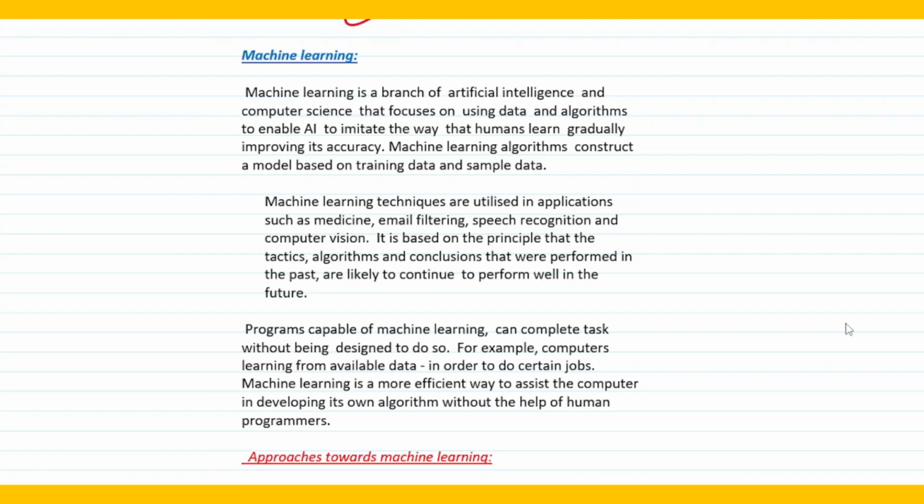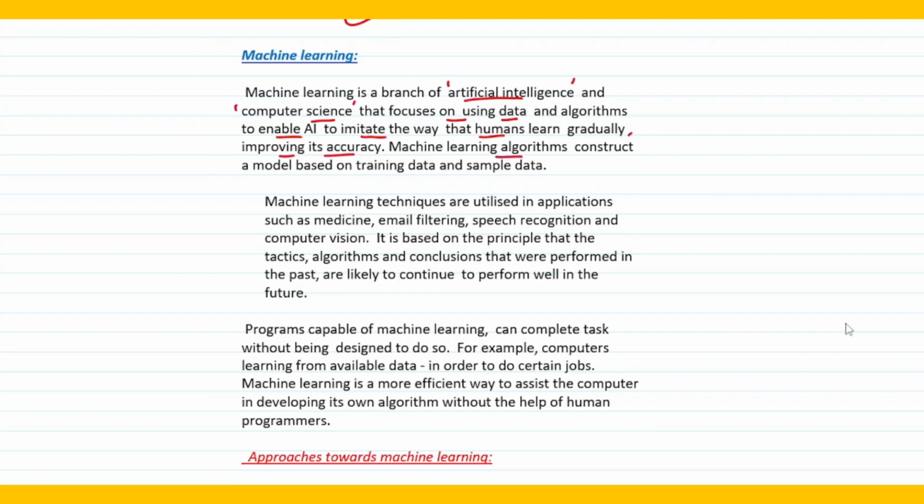Now let's start with something called machine learning. Now what is machine learning? Machine learning is basically a branch of artificial intelligence and computer science that focuses on using data and algorithms to enable artificial intelligence to imitate the way that humans learn, gradually improving its accuracy, right? So it is a branch of what? Artificial intelligence and computer science. So it's a mixture of both. It focuses on using data and algorithms to enable AI to imitate or copy the way humans learn, gradually improving its accuracy, right? So that's what machine learning is.